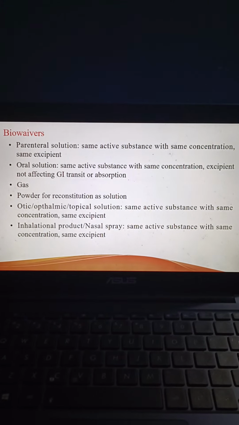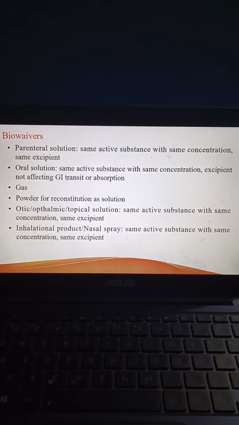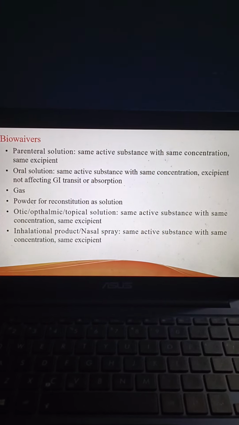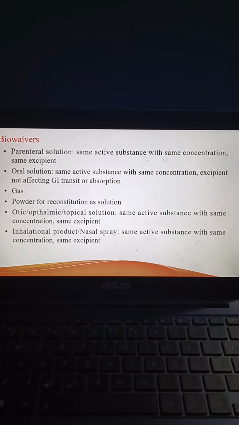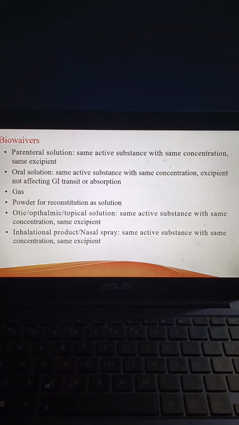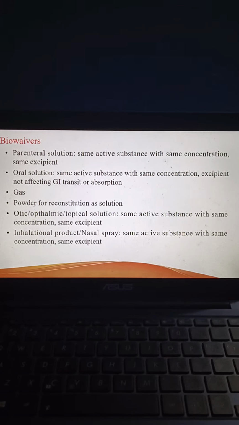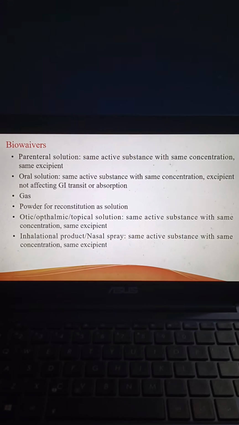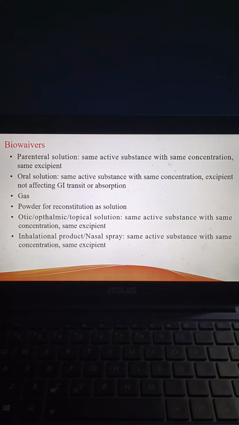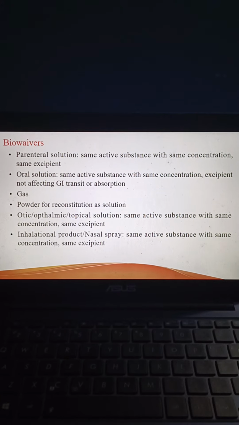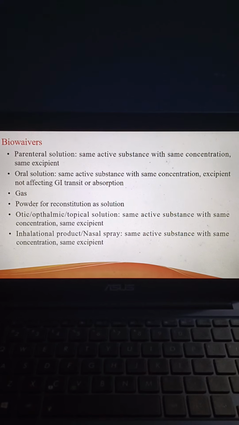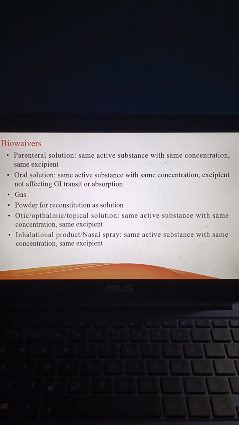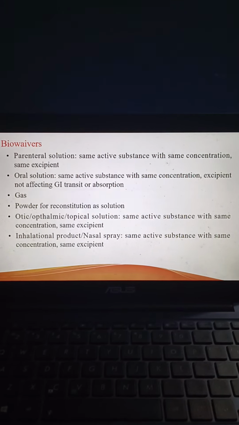Then bioavailability waivers. Parenteral solution, same active substance with same concentration, same excipient, then bioavailability study may be waived. Oral solution, same active substance with same concentration, excipient not affecting gastrointestinal transit or absorption. Gas. Powder for reconstitution as solution, otic or ophthalmic topical solution, same active substance with same concentration, same excipient. Inhalational product or nasal spray, same active substance with same concentration, same excipient. In these cases, bioavailability study can be waived.